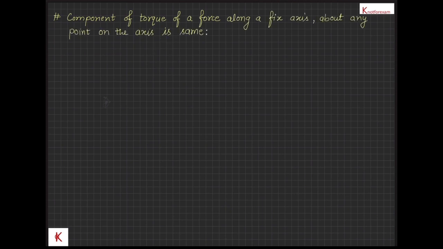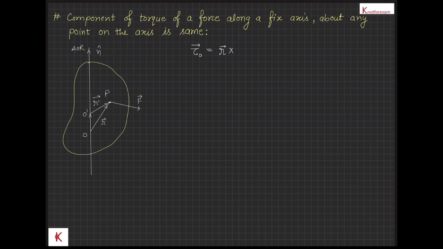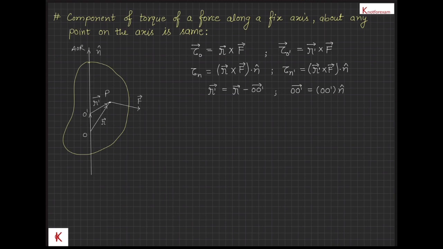Another important thing is that the component of torque of a force along a fixed axis about any point on the axis is the same. Let's take any 2 points O and O dash on the axis as shown in the figure. Torque about these points are r vector cross f vector and r dash vector cross f vector, and components along n cap are respectively r vector cross f vector dot n cap and r dash vector cross f vector dot n cap. Also, r dash vector is equal to r vector minus o dash vector, and o dash vector is along the axis of rotation, that is in the direction of the unit vector n cap.